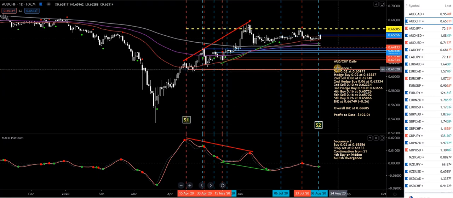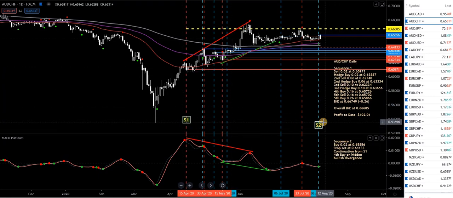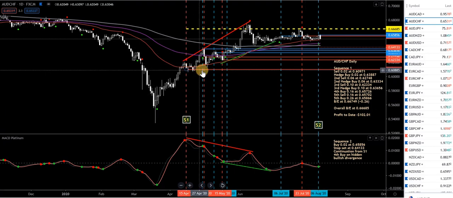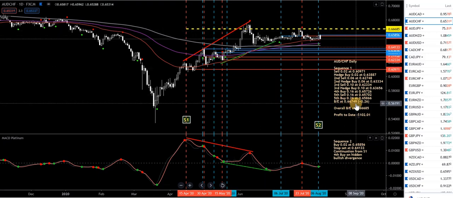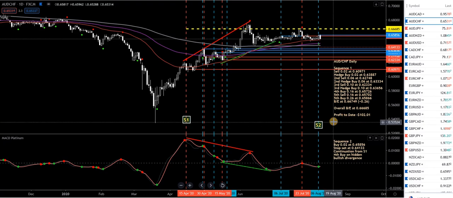So S1 stands for sequence 1, S2 sequence 2. Where they are marked on the chart is where they commence. Sell trades are marked by red, buy trades are marked by blue. Yellow marks break-even levels. So you'll see here is BE, break-even, for sequence 1. Then there's an overall break-even. So there's 2 break-even levels, and that's why there's 2 lines drawn close together.